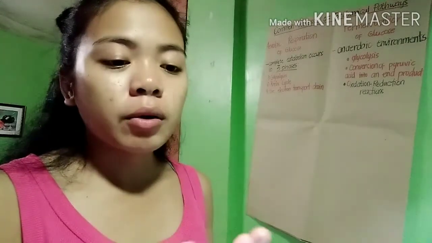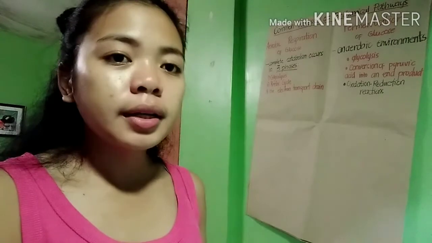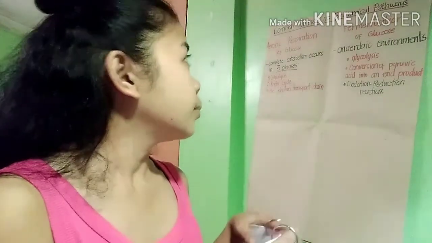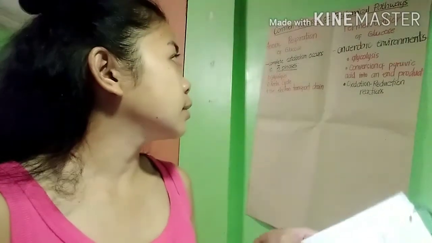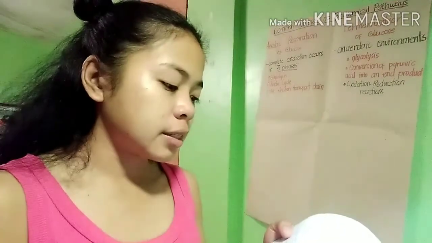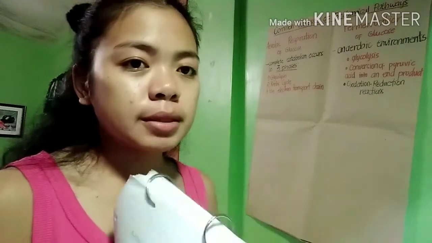Actually, glycolysis also occurs in aerobic respiration of glucose. During glycolysis, there are 9 steps in the biochemical pathway, and each one requires a specific enzyme.